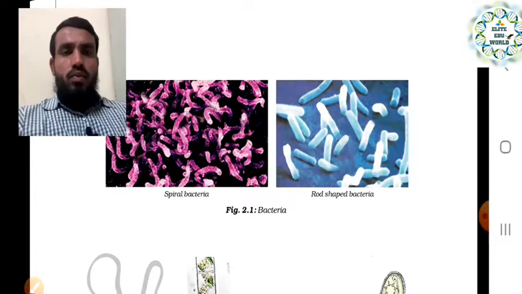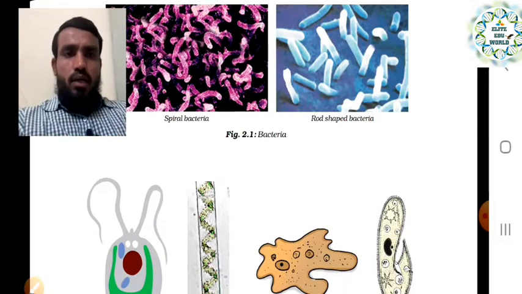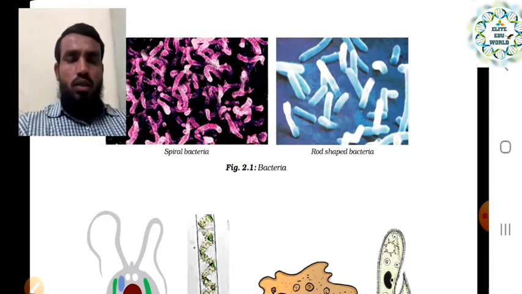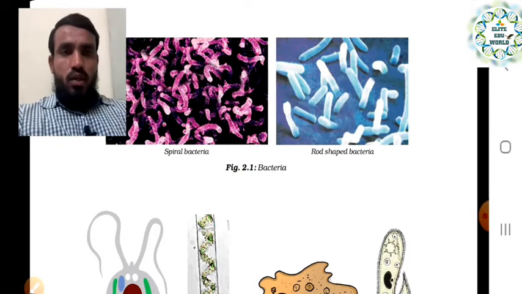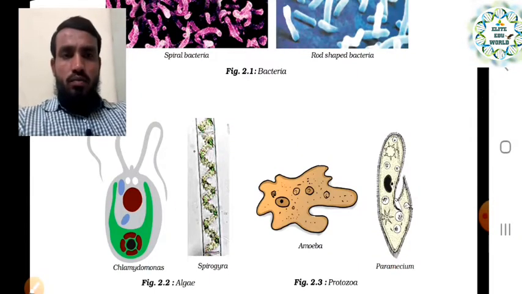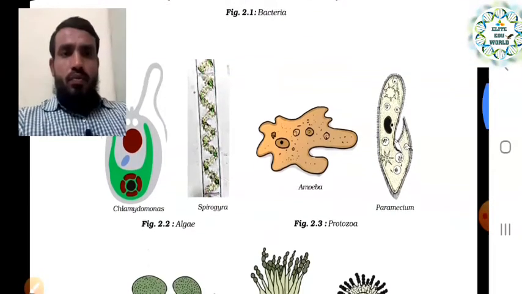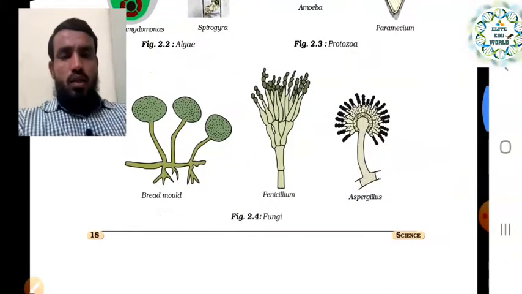Then we have seen diagrams of bacteria, like spiral bacteria. Then we have seen rod shaped bacteria. On the basis of their shape they have their names. Then we have seen chlamydomonas and spirogyra. These come under the algae. Then in the protozoa we have seen the examples of amoeba and paramecium, and in the fungi examples we have seen bread mold, which grows on bread.